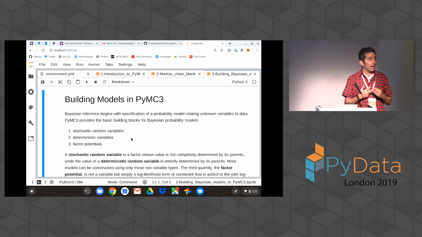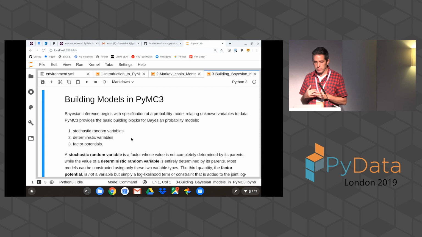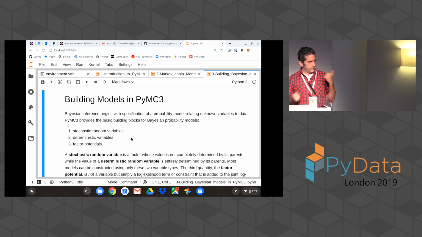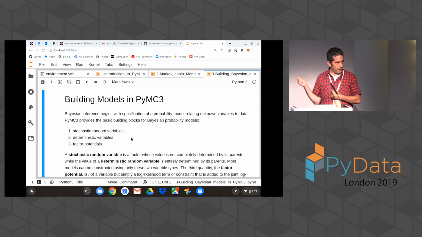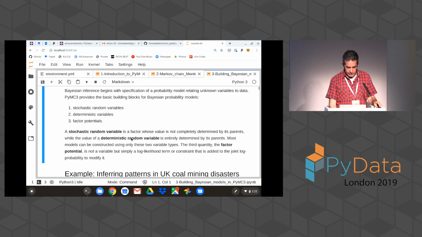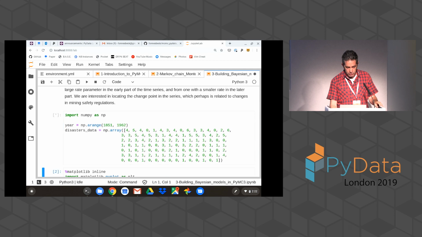One are stochastic random variables. As the name implies, they're essentially probability distributions with some other attributes. Then deterministic variables, so sometimes we have to combine or transform things to make them fit our problem. And so we have to do these deterministic transformations, and we've got to account for that in the model as well. And then something called a factor potential, which I'll tell you about in just a second. And I'll use, yet again, a different example so you don't get bored.